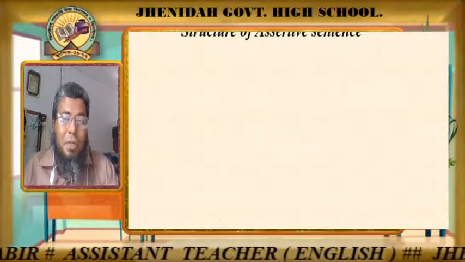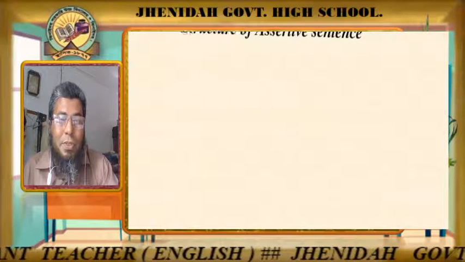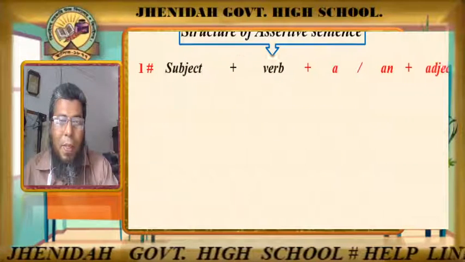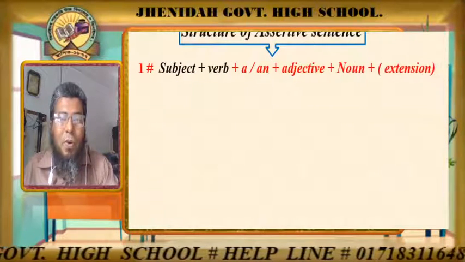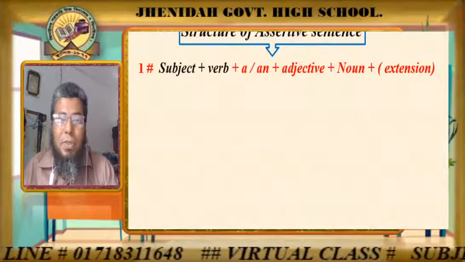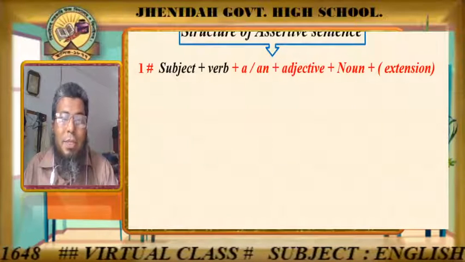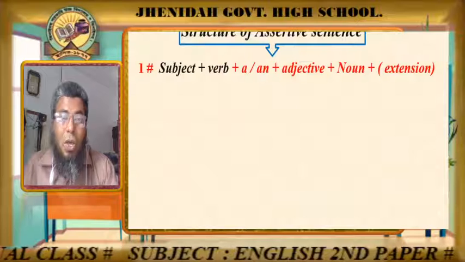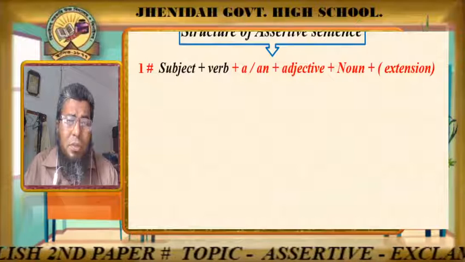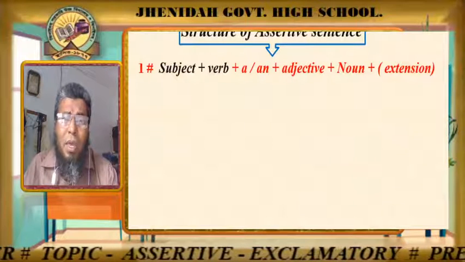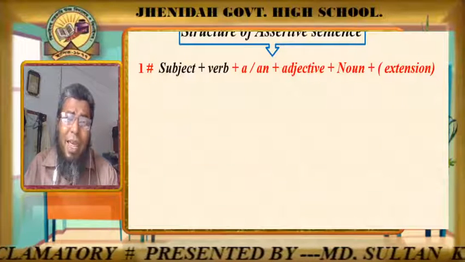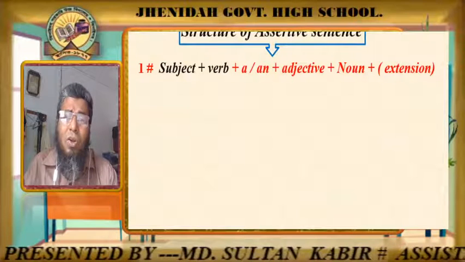Look at the structure of the assertive sentence. The first structure is: subject plus verb plus a or an plus adjective plus noun plus extension. Dear learners, a question for you: what do you mean by extension? Actually, this is unnecessary things. That means you can add these words here or may not.